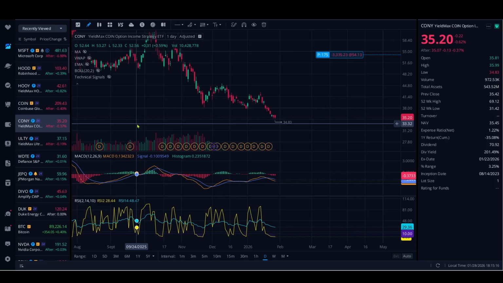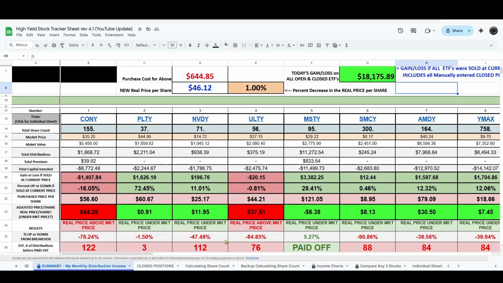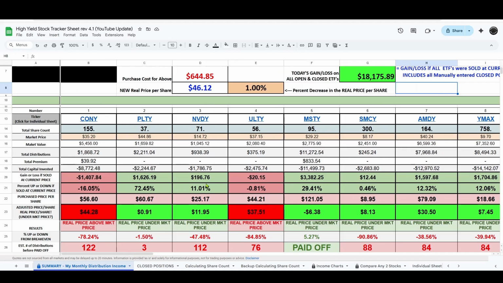It could continue to move down, but I'm going to continue to fight to get that real price per share in line with where I need it to be. Because as you can see, it's worked for me so far. I now only have Coney, ULTY, and HOOY red. And honestly, if I were to enter in the distributions, my guess is ULTY would be green. Now, I don't know if it would stay green because tomorrow, who knows, it could come down a little bit. But if it does move back up and then I get to enter that distribution, that's going to put a nice little buffer between my real price per share and that market price.